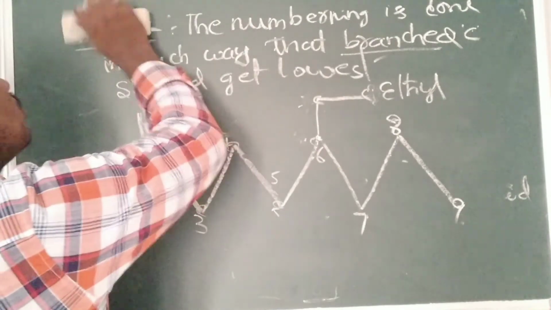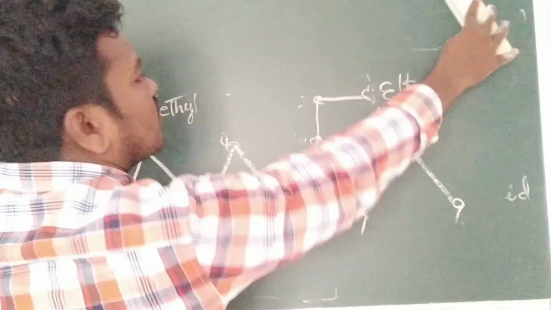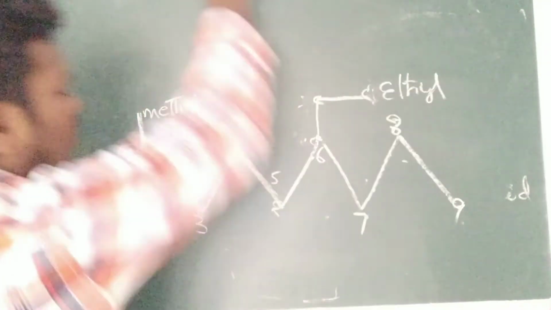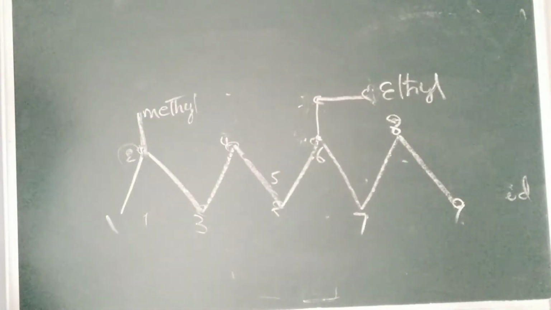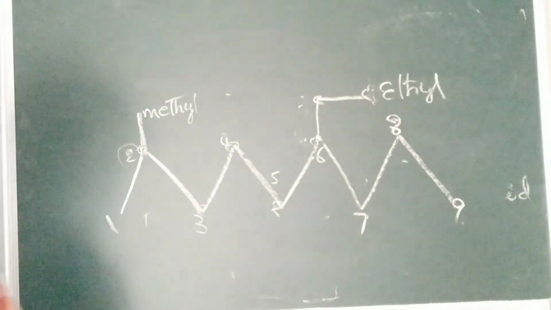So here, two types of groups or branched chains are present. One is called a methyl. Second one is called an ethyl. So here, how to give the names?